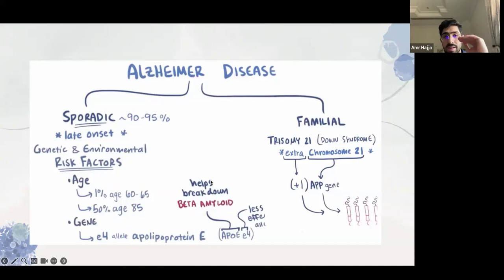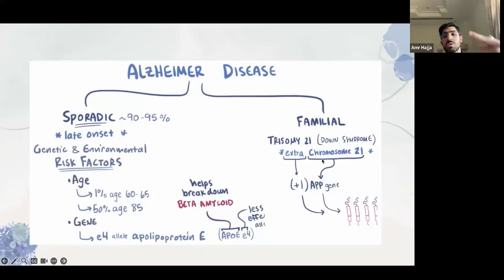Apolipoprotein E4 is related to late onset Alzheimer's. Now, on the other hand, we have the early onset Alzheimer's. It's not very common, which is basically the familial, it's the same thing. And it's most likely to be seen in patients with Down syndrome. Why Down syndrome? Down syndrome, it's trisomy 21.